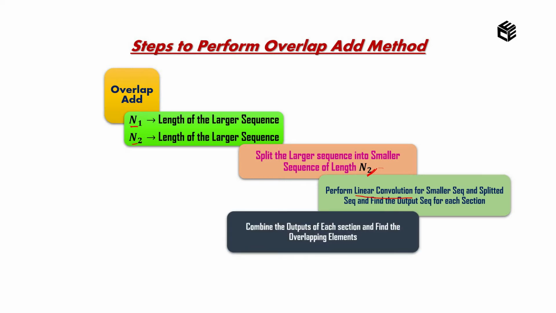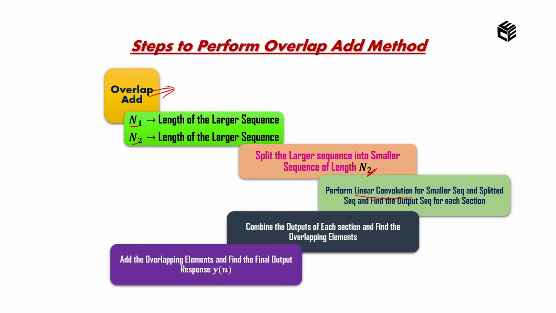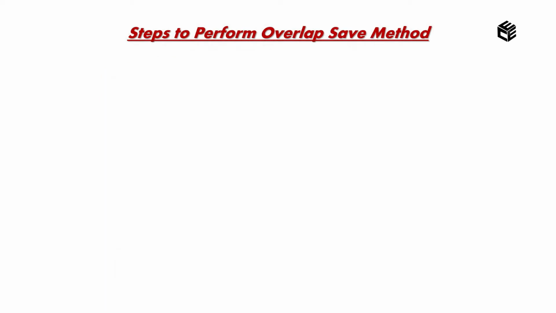The next step is to combine all the outputs that we obtain from each section and find the overlapping elements under each output. Once the overlap elements are found, as the name itself indicates, overlap add means we will add the overlapping elements and find the final response of the given input sequences. Understood?